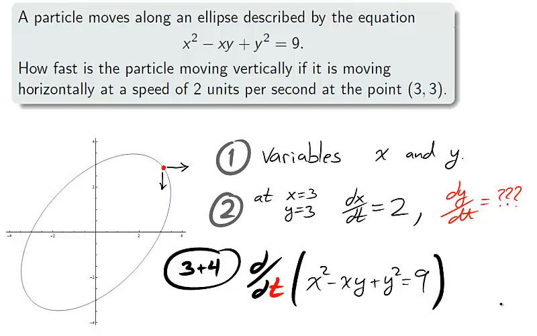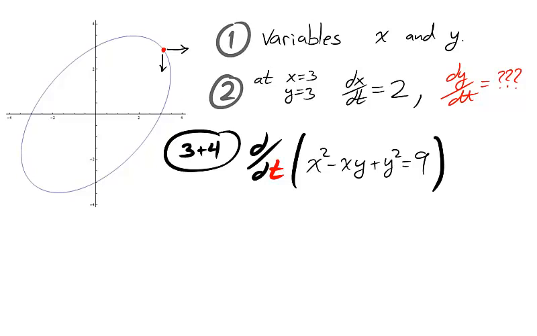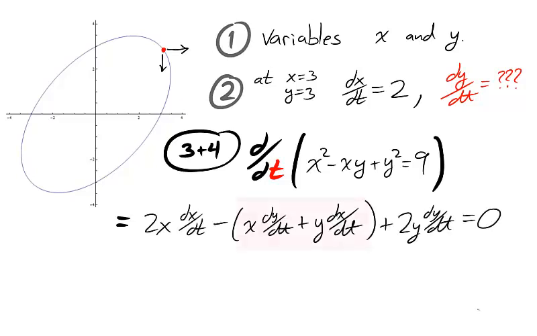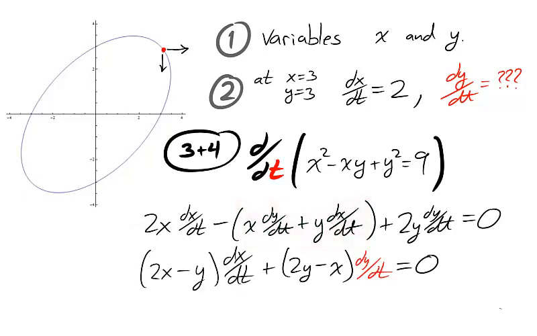3 and 4 together, we were given our equation in the problem, and our rates are with respect to time t, so we will differentiate with respect to t. Don't forget that xy is a product. You need the product rule when you implicitly differentiate x times y. Take a second to simplify the expression on the left.